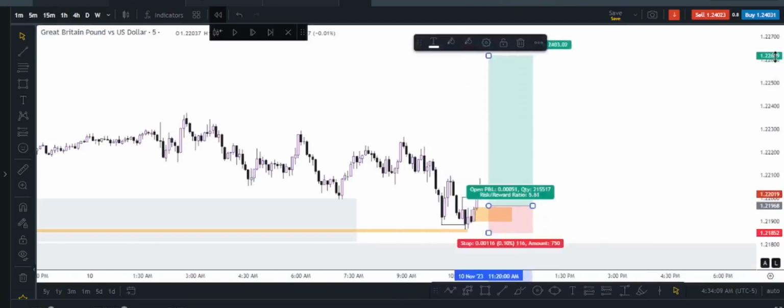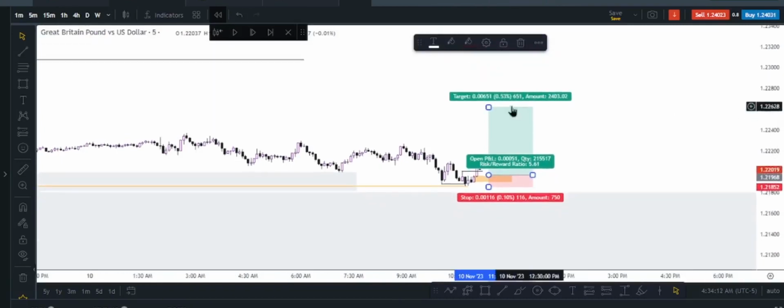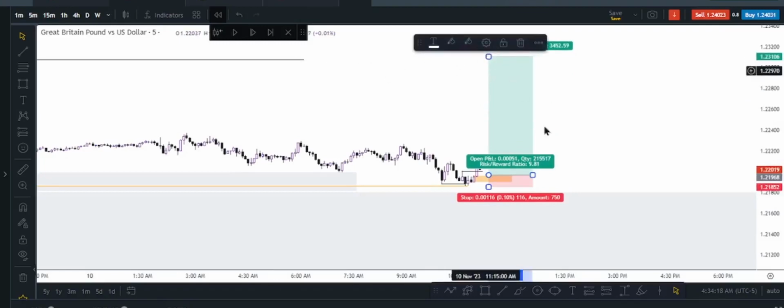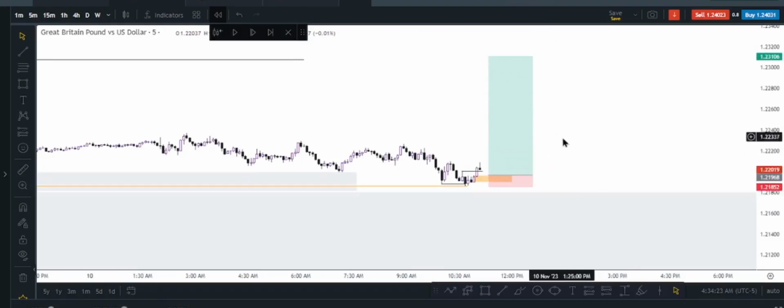Where is it? Let's see the ultimate target. So this is your ultimate target, guys. All right, and that will give us about 9 RR. All right, can you see that? That's your ultimate target. Now this is this point.